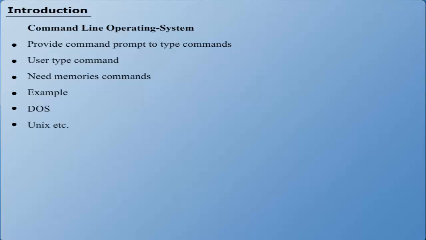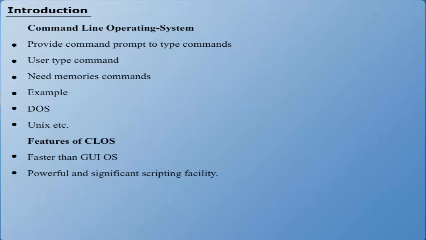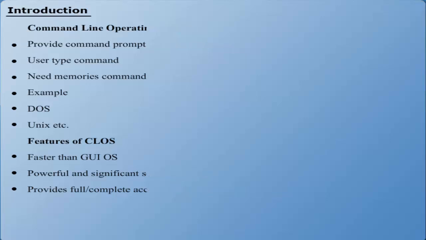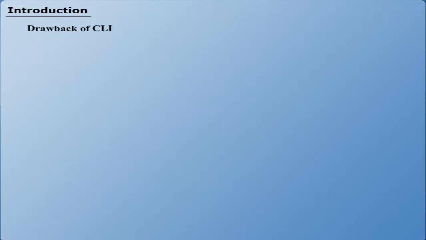The features of command line operating system (CLOS) may include: it is faster than GUI operating system. It provides a powerful and significant scripting facility. It provides full, complete access to computer resources. There are also some drawbacks of the command line operating system, such as it is not very easy to learn, it is not very simple to use. Few command line operating systems provide the facility of multitasking.